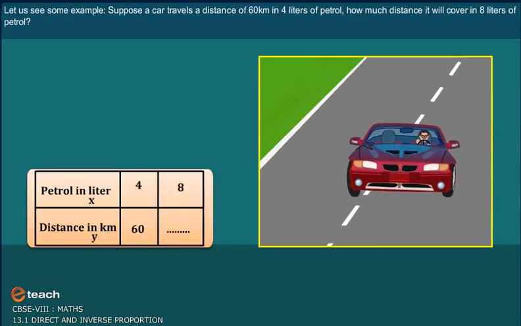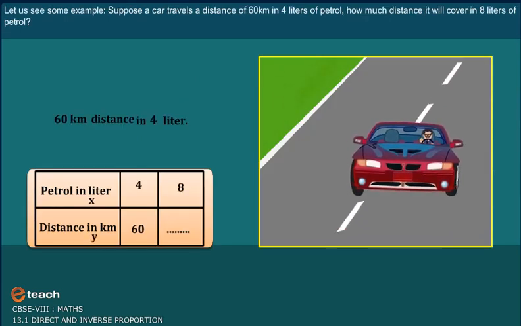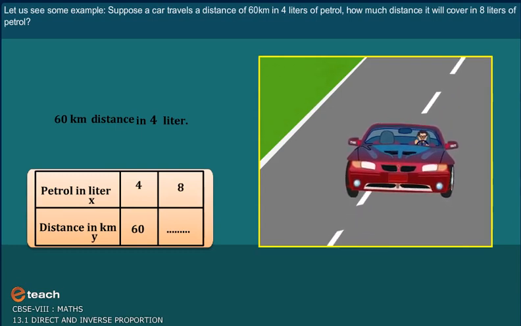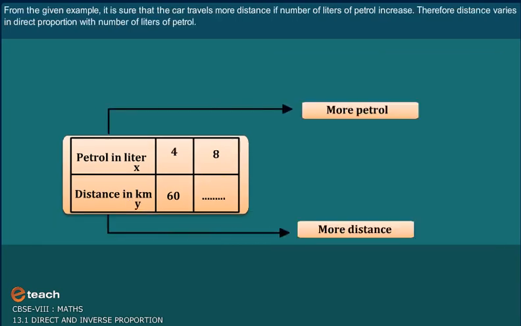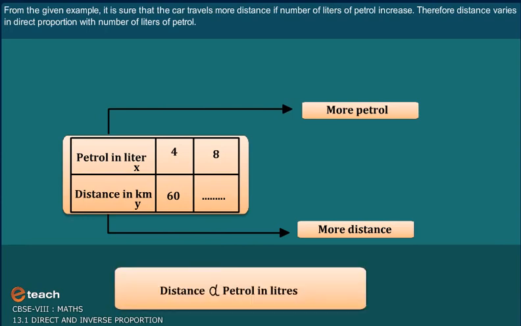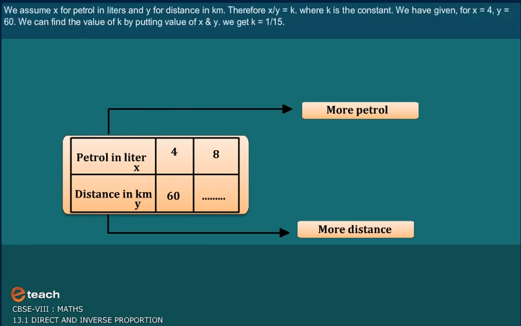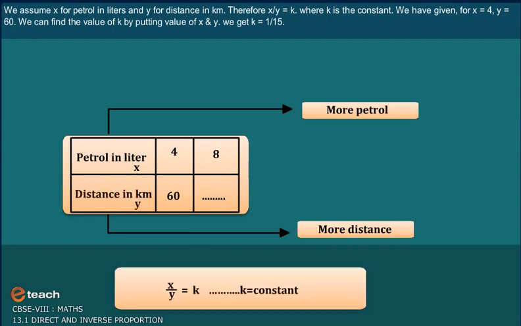Let us see some examples. Suppose a car travels a distance of 60 kilometers in 4 liters of petrol. How much distance will it cover in 8 liters of petrol? From the given example, it is sure that the car travels more distance if the number of liters of petrol increases. Therefore, distance varies in direct proportion with the number of liters of petrol. We assume x for petrol in liters and y for distance in kilometers. Therefore, x by y is equal to k, where k is the constant.